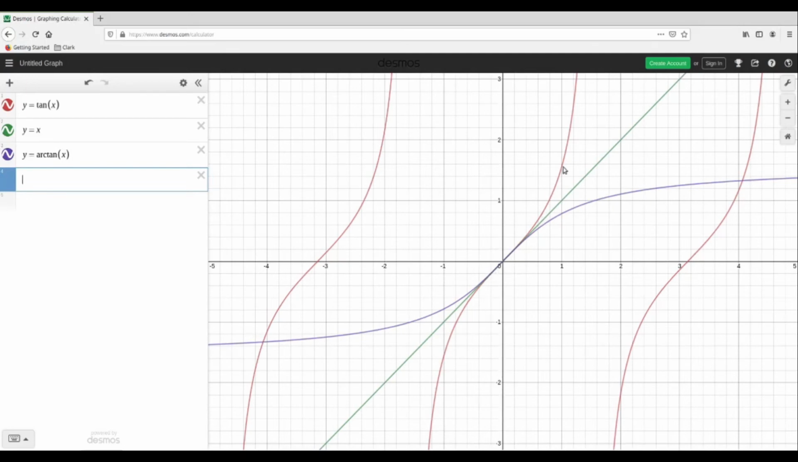The tangent function is in red here. It has a natural domain from negative pi over 2 to pi over 2, and it has a range from negative infinity to infinity. Take the line y equals x in green here, and we reflect the tangent function over the line y equals x. And sure enough, the inverse tangent function, arctangent, has a domain from negative infinity to positive infinity, and a range from negative pi over 2 to pi over 2. So this function is also very, very useful.